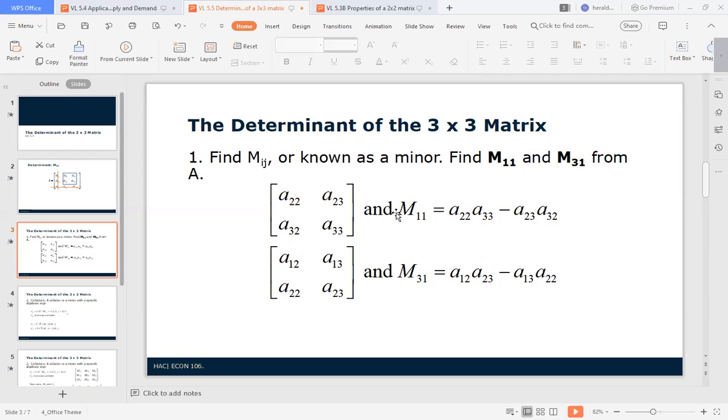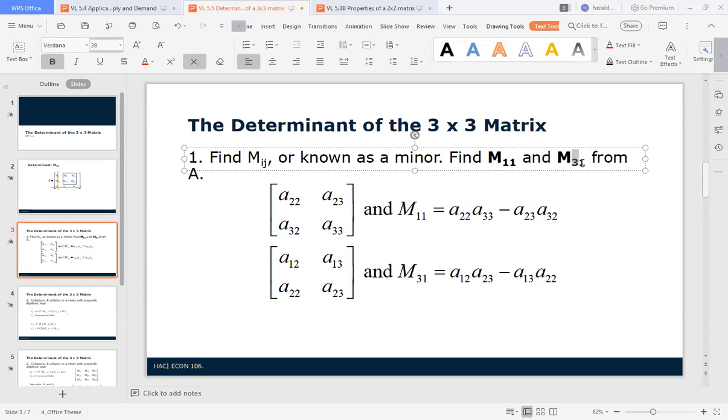Now, the next thing to do about minors is we get the determinant for that. Remember, this is our discussion on a 2x2 matrix. So for M11, getting the determinant for the minor is A22, A33 minus A23 and A32. For this example, just for example's sake, we only solve for M11 and M31 here. We must also include M21 here.